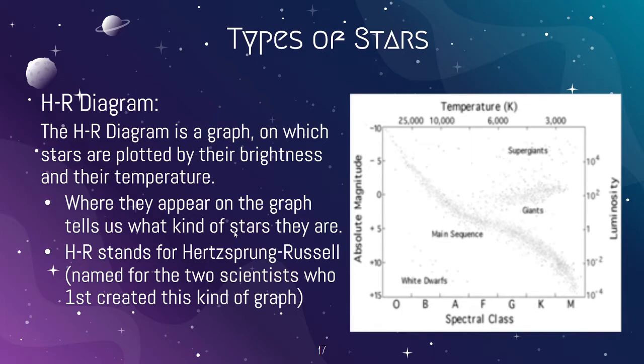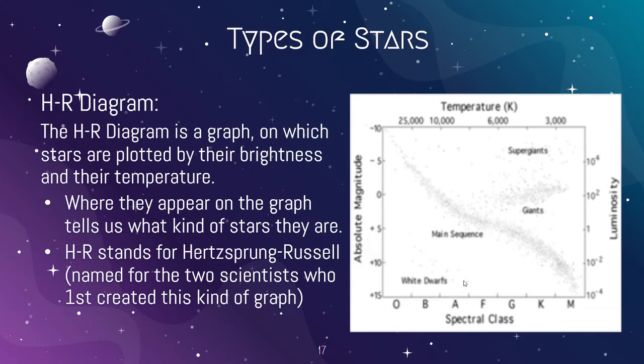And that's actually what scientists Hertzsprung and Russell did. They collected thousands and thousands of sets of data on stars, and they plotted them, and they noticed that they tend to kind of cluster together. And they realized the reason why they cluster together on the graph is because they're the same type of star. So these are the guys that created this star classification system.